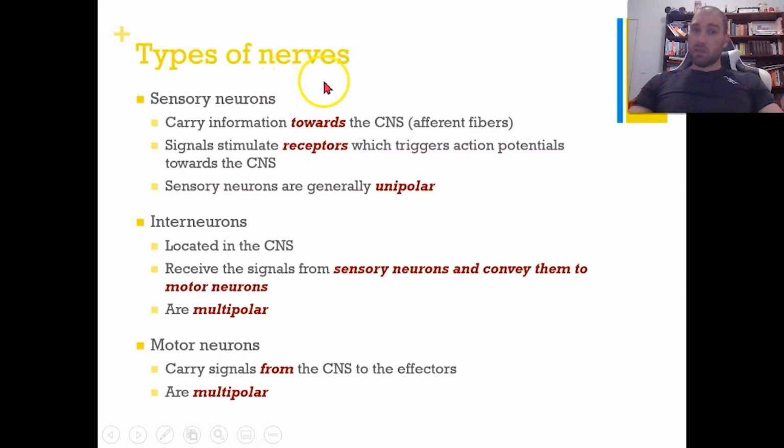So now we need to go through the three main types of neurons. So the sensory neurons, they carry information towards the central nervous system. So these are afferent. Afferent arrive, that's how you remember which way they're going. So signals stimulate receptors, and we've talked about some of those receptors previously. So we have mechanoreceptors, chemoreceptors, thermoreceptors, and that triggers action potentials towards the central nervous system. So sensory neurons are referred to as unipolar cells, and then we have interneurons, which are located in the central nervous system, and their job is to receive signals from sensory neurons and then convey those signals onto motor neurons, and these are multipolar cells. And then we have our motor neurons, which carry signals from the central nervous system to the effectors, and these are multipolar cells as well.